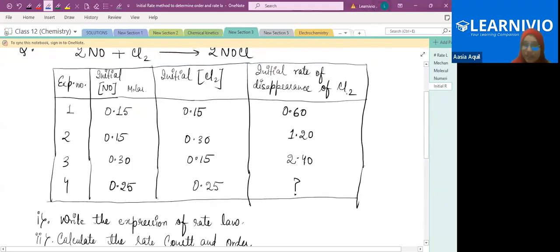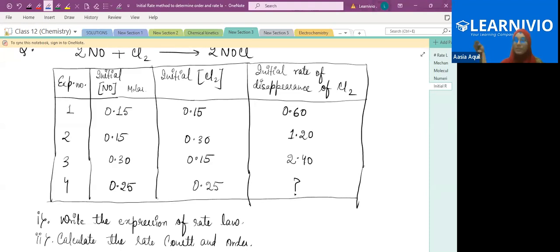And from this equation, we know that the rate of reaction is equal to the rate of disappearance of Cl2, because it depends on the stoichiometry, and the stoichiometry here is 1, right? So if the rate of reaction is, suppose, 2.2 into 10 raised to the power 3, it will be equal to the rate of disappearance of Cl2, right?